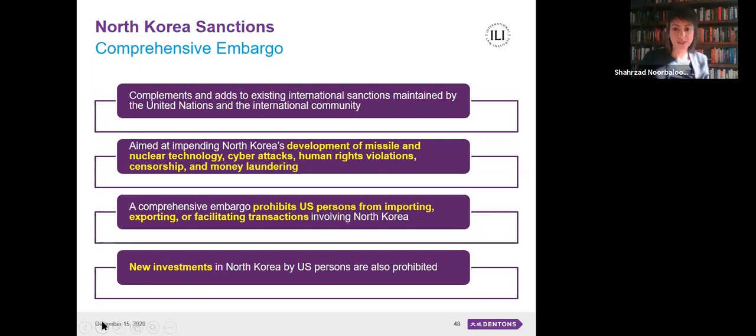Similarly, pursuant to Executive Order 13722, goods, services, and technology may not be exported or re-exported directly or indirectly to North Korea from the U.S. or by a U.S. person wherever they may be located, except where authorized. Exports to North Korea can be subject to both U.S. sanctions and export controls. In addition, the EO also prohibits new investments in North Korea by U.S. persons. Next slide.